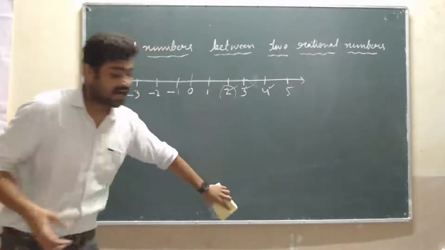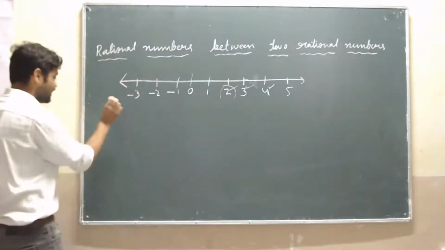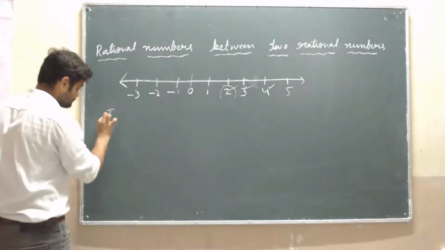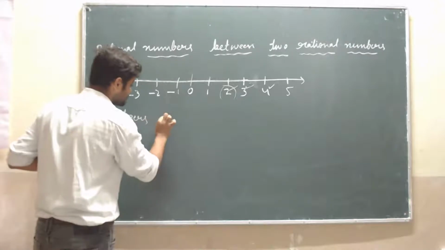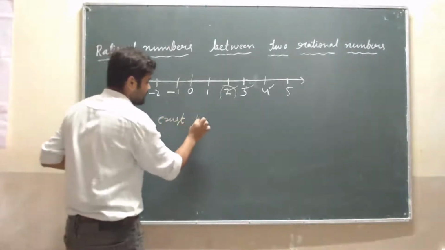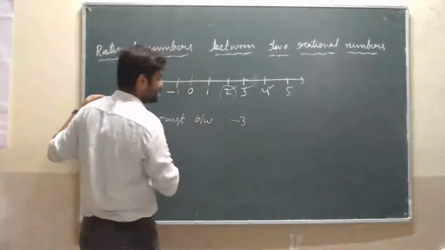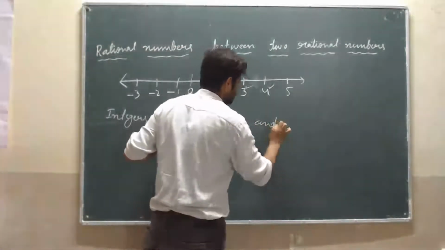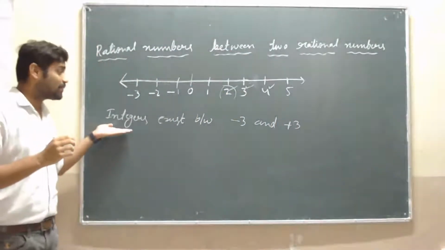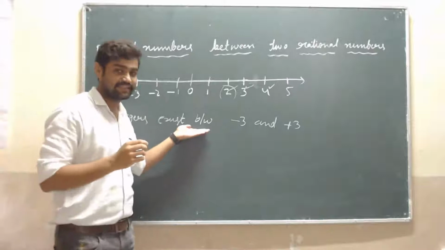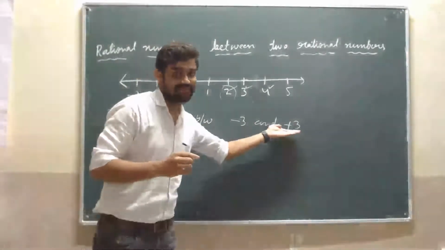Can you tell me how many integers exist between -3 and +3? How many integers exist between them? In shortcut form I have written here, between -3 and +3.